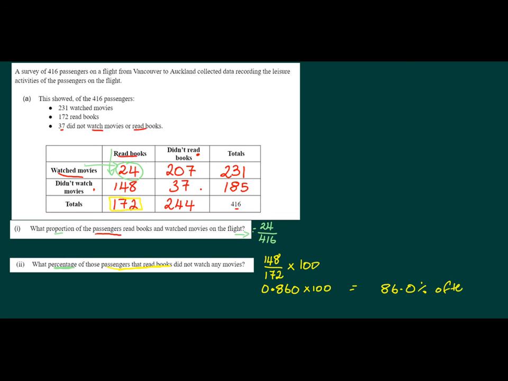of the passengers that read books did not watch movies. Okay, and that's how you answer that. That's actually an R question. The previous question, just as a matter of interest, was a U question, just so you know. And that's all for this task.